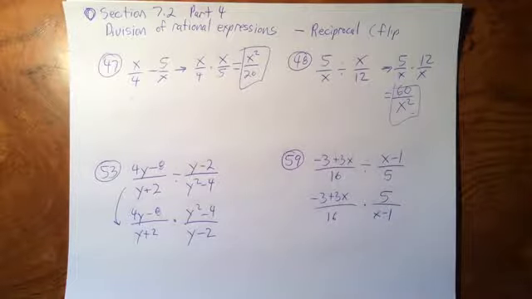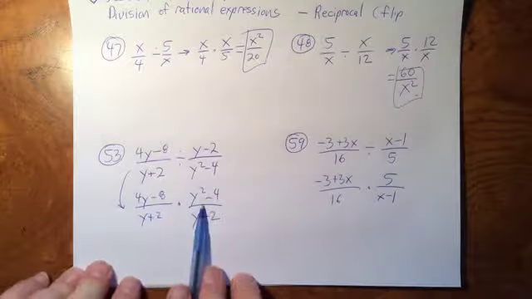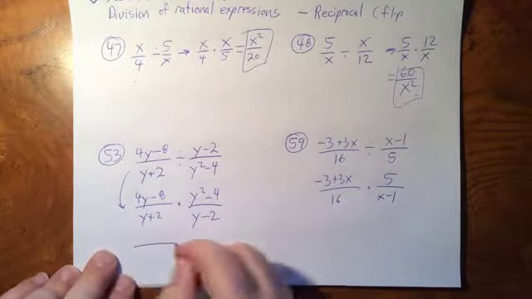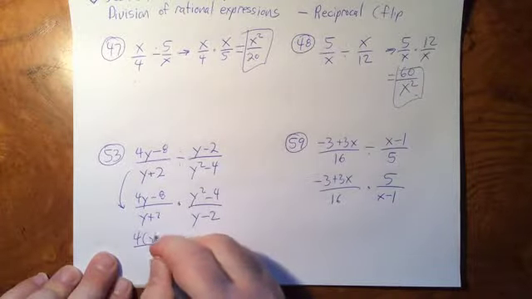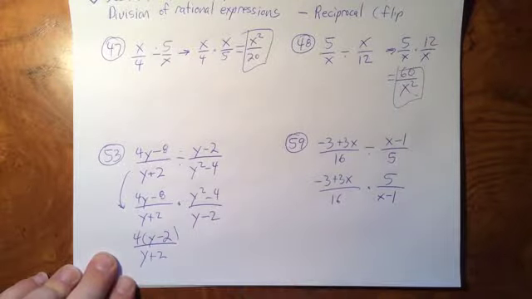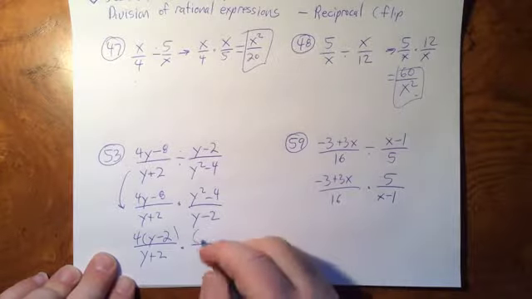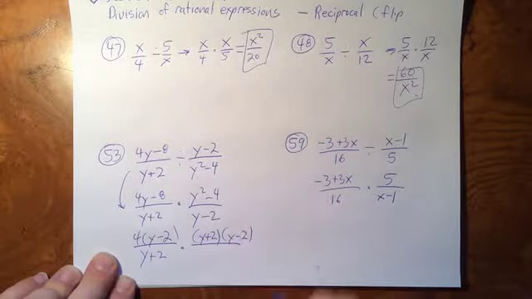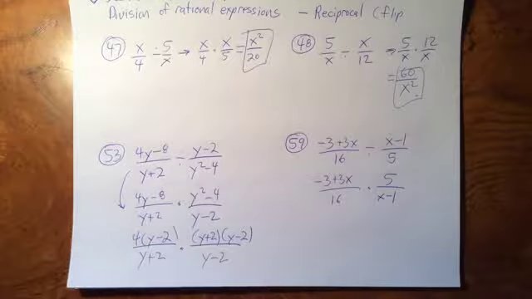Now that we go down to 53, we can continue doing our work here and doing the factoring that we need to do to solve this. For 4y minus 8, I can factor out a greatest common factor to get 4 times y minus 2 over y plus 2, which can't be factored. And then y squared minus 4, I can factor that as y plus 2 times y minus 2 over y minus 2. That's not going to change.